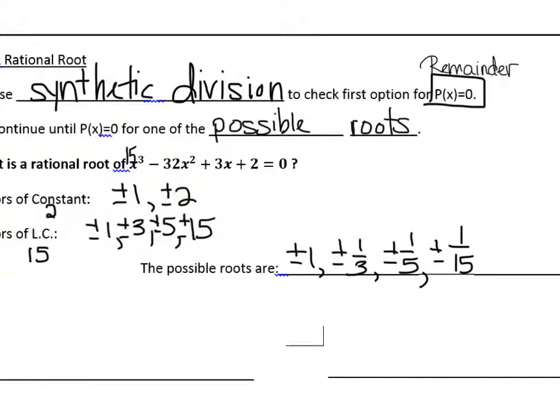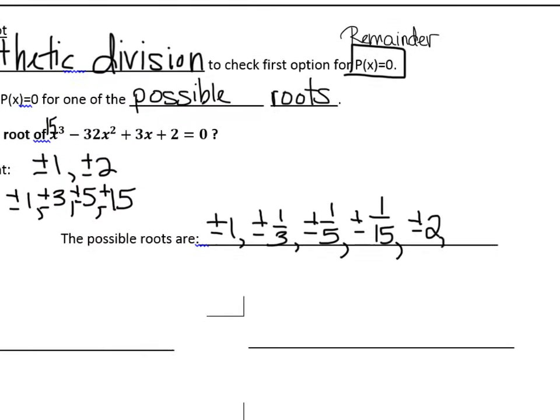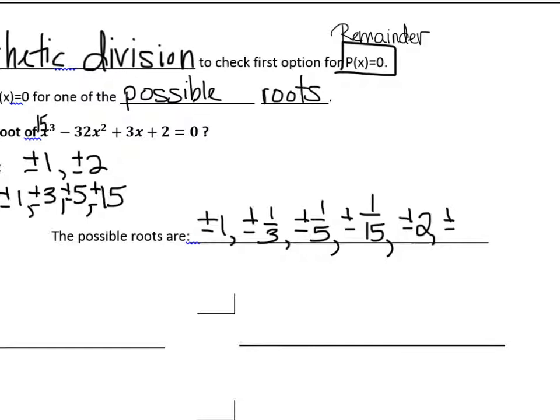So we have 2 divided by 1, so that's plus or minus 2. Then we have 2 divided by 3, so that's plus or minus 2 over 3. Then we've got 2 divided by 5, so that's plus or minus 2/5. And then last but not least, 2 divided by 15, so that's plus or minus 2 over 15. So here are all of my possibilities.